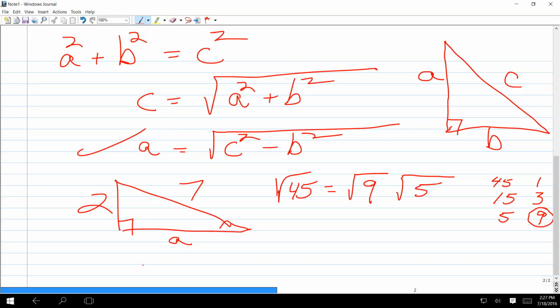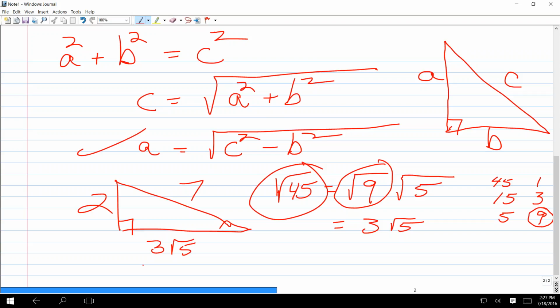Square root of 45 is the square root of 9 times the square root of 5. And the reason I want to do that is because I can turn that into a whole number. That's 3. So it's 3 root 5. Yeah, 3 root 5. And that's the answer I would put here, would be 3 root 5.